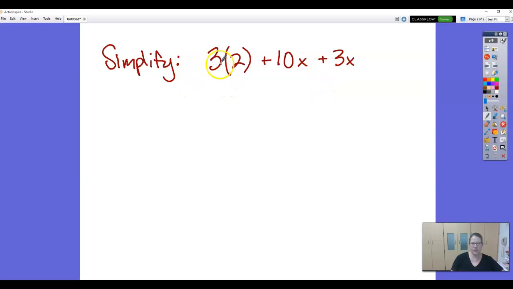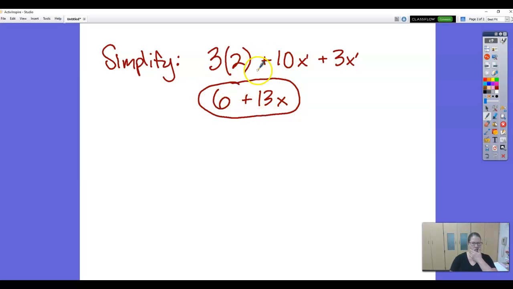So here, 3 and 2 are multiplied together. I can go ahead and simplify 3 times 2, that would be 6. 10x plus 3x, 10x and 3x are what we call like terms because they both have the same variable with the same exponent, which in this case would just be 1 if you don't see it. So I can add these two together because they're like terms. So 10x's plus 3x's is equal to 13x's. Now 6 and 13x, I can't combine those because the 13 is talking about x's and the 6 is just a 6. So they're not like terms. So this is as far as this expression can be simplified, 6 plus 13x.